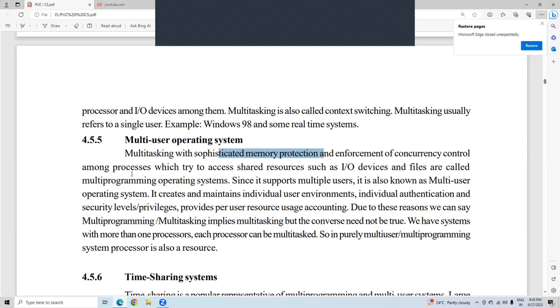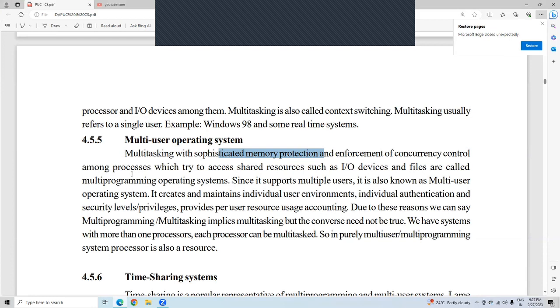Since these operating systems support multiple users, multi-programming operating systems are also called multi-user OS. It creates and maintains an individual user environment. Even when there are multiple users, every user's separate environment is maintained, with separate login authentication and separate security levels or privileges. Due to these reasons, we can say multi-programming implies multitasking, but the converse need not be true.